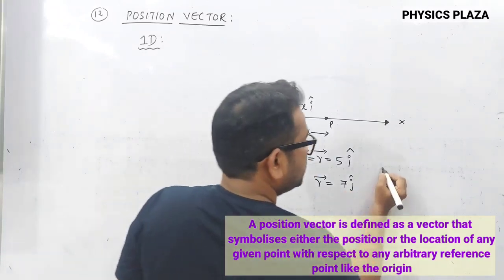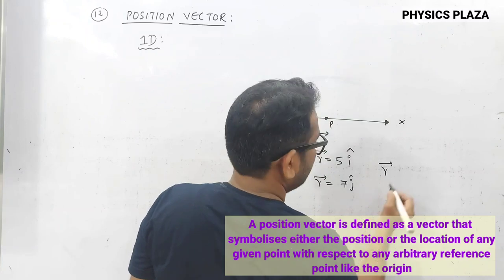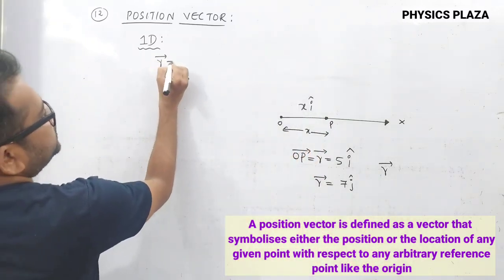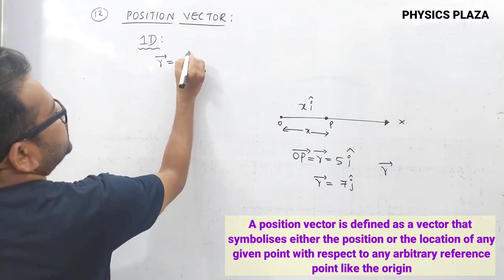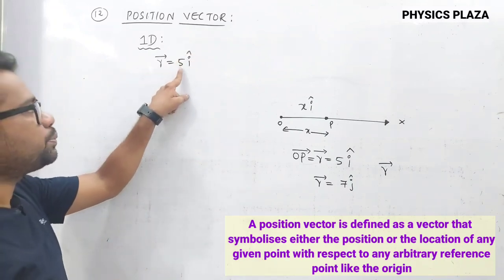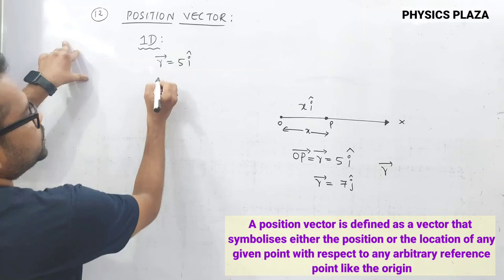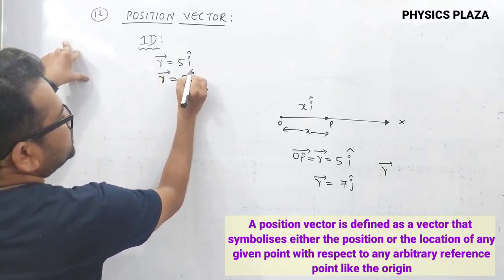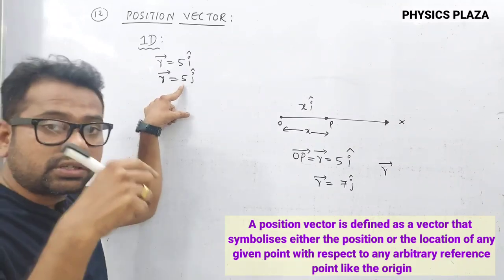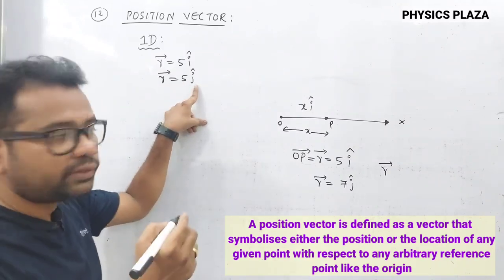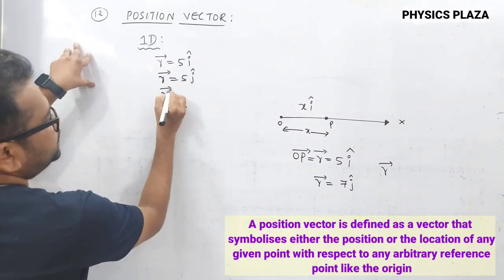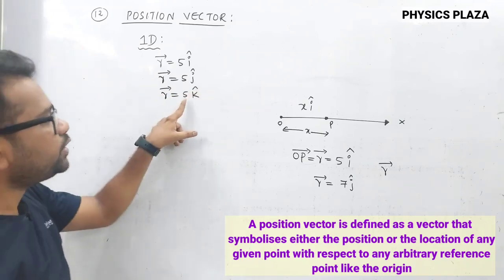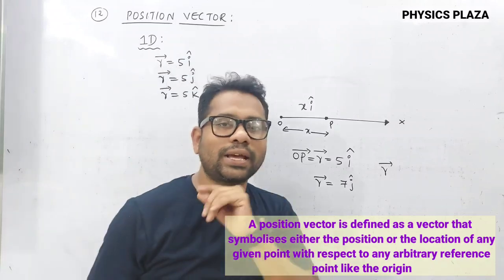What if r cap is written, for example, 5 i cap? It is understood that the vector has 5 units of magnitude along the x-axis. If r cap is written 5 j cap, the vector has 5 units of magnitude along the y-axis. Suppose r cap is written 5 k cap, which means it has 5 units of magnitude along the z-axis.